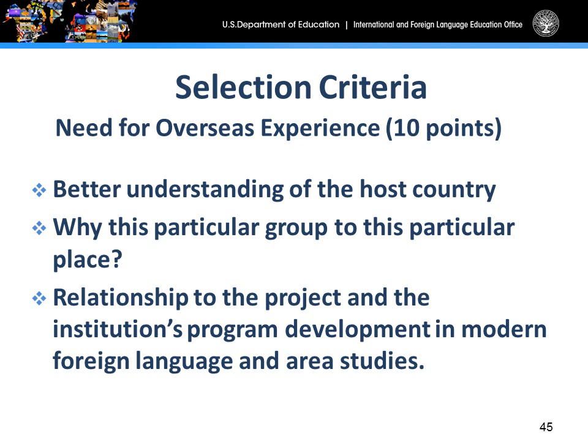The need for overseas experience is worth 10 points. Applicants should discuss how their project will bring about a better understanding of the host country. You should also address the question, why this particular group to this particular place? And lastly, you should describe the relationship to the project and the institution's program development in modern foreign language and area studies.